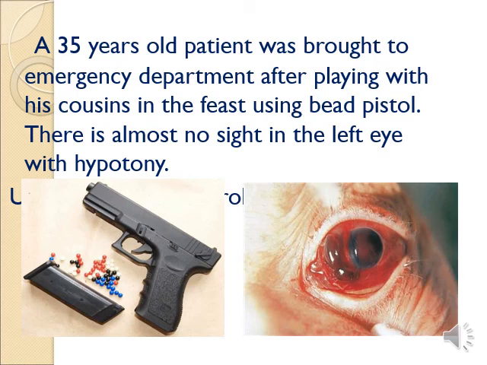What do you see in the eye of this patient? We can see uveal tissue out of the eye. This is a case of ruptured globe. In addition, hemorrhage is seen in the anterior chamber. This patient has also hyphema.